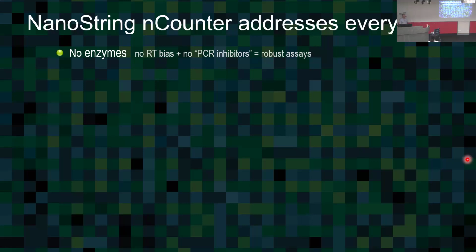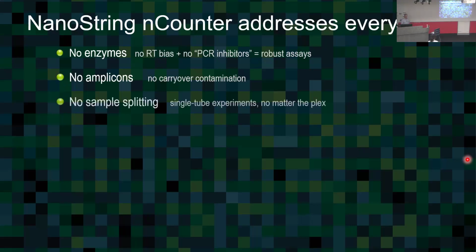So the big thing about the nCounter system is there are no enzymes. There is no reverse transcription bias. There's no reverse transcription. There's no polymerase. And what that means is all the things that can affect an enzyme go away. There are no amplicons. We have de novo detection of the molecule. There's no amplification of that signal, so there's no carryover contamination. There are no positive pressure pre-prep rooms and post-prep rooms, none of that.